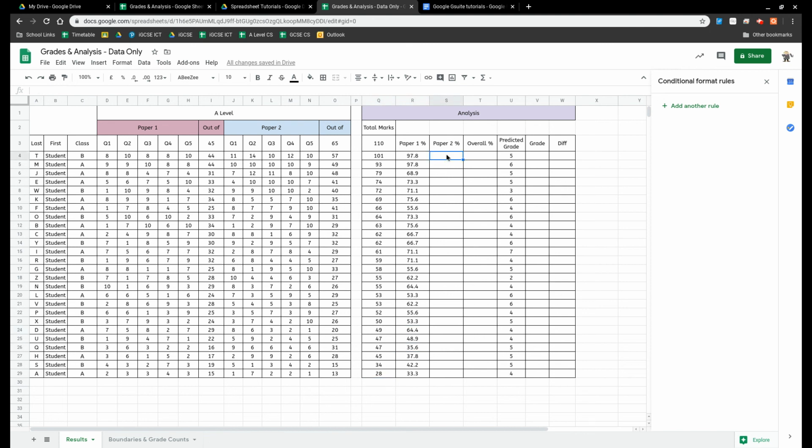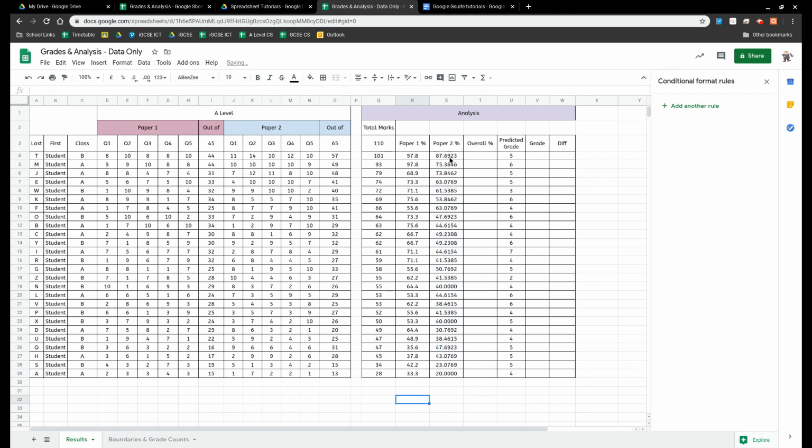Okay, so let's just reproduce that for the second paper. So we got 57 out of 65 and multiply that by 100. I'm going to go back in and make it an absolute cell reference like that. And now I'm going to apply that down to the rest of the cells.